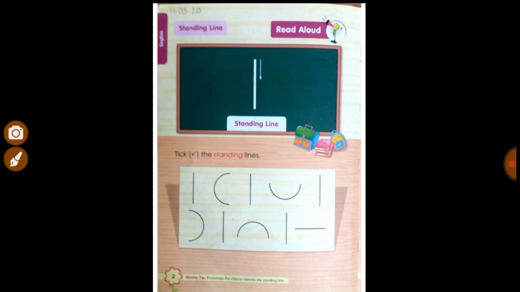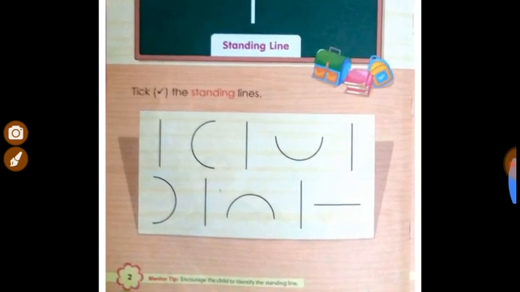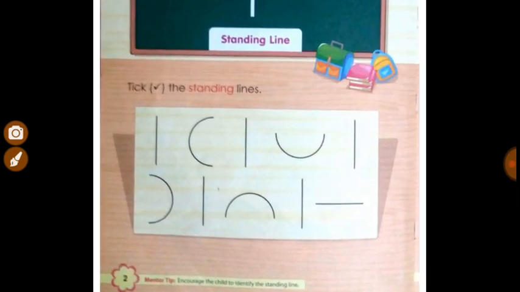So here it is a standing line. What you have to do in this? Just read it. Take the standing line. What you have to do? You have to recognize the standing line and put the tick below the standing line. Okay? Now move to the page number 3.